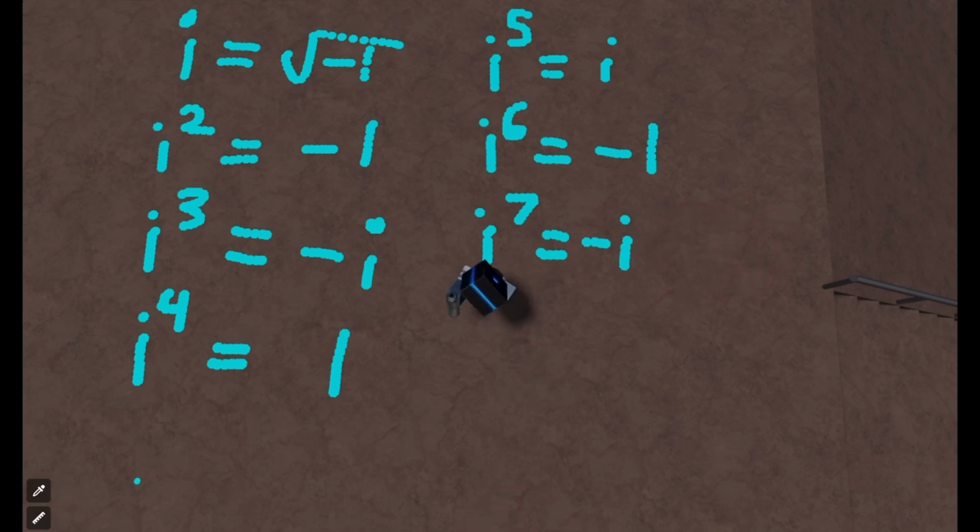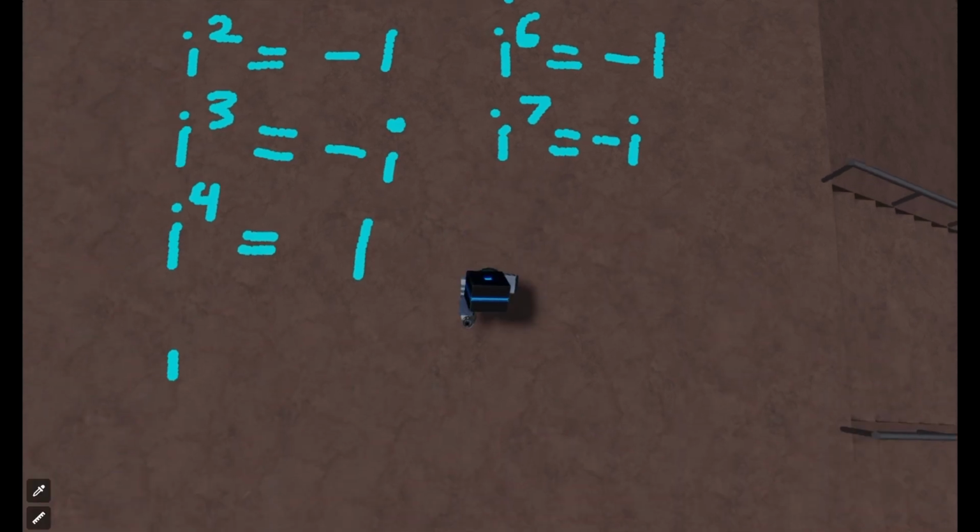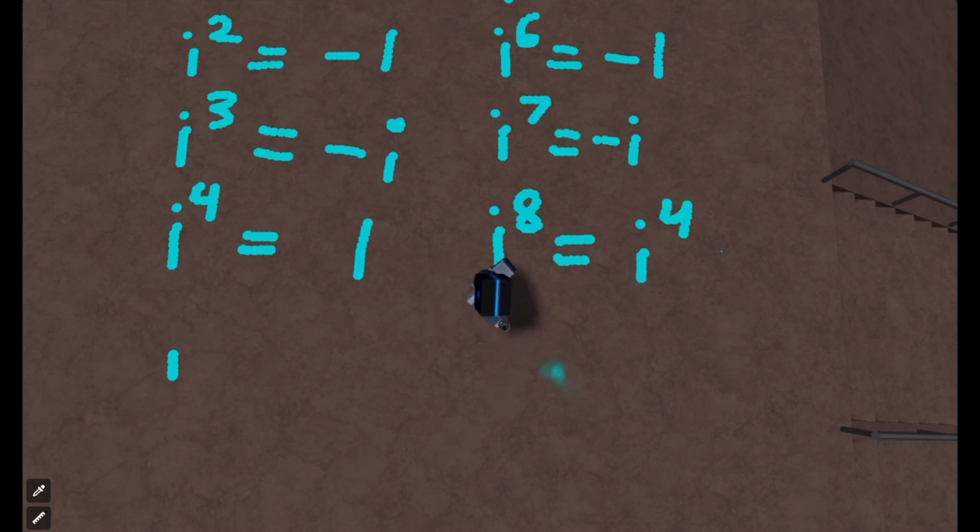And then finally, I keep drawing on the side here. We have i to the eighth power, and that's equal to i to the fourth times i to the fourth, because 4 plus 4 equals 8. And we know i to the fourth is just 1. So i to the eighth is just equal to 1 times 1. So i to the eighth is just 1.